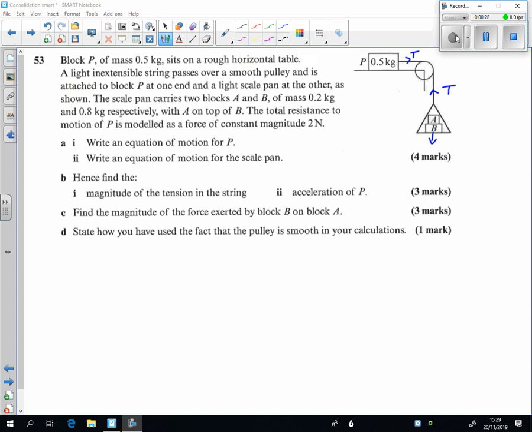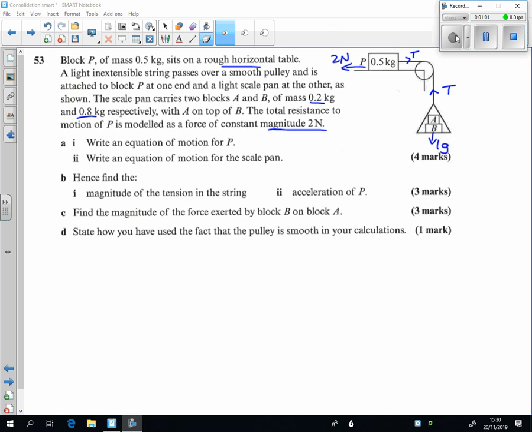We could actually figure out what that's going to be in that we've got the masses in there. It's 0.2 and 0.8, which is 1. So we've just got 1g pulling that down here. We've also got the resistance, because this is a rough table and we're told that it's got a resistance of 2 newtons. So we can put all the forces on. Yeah, I know there's some more here, but we really don't worry about those because they're just going to cancel each other out, so they're not going to have any effect on this.